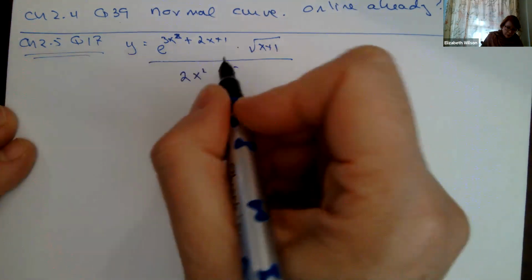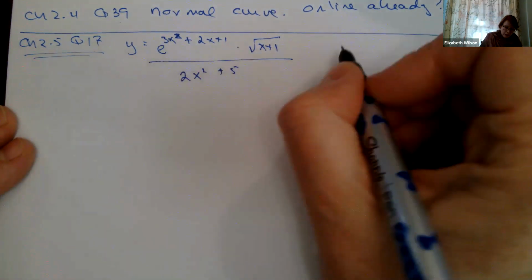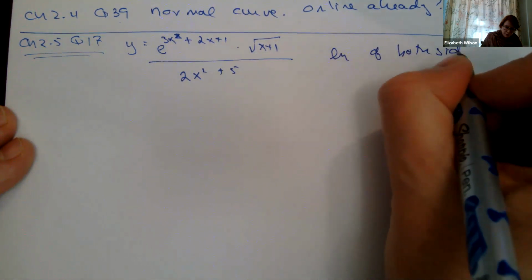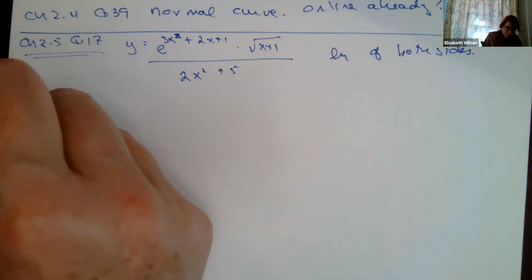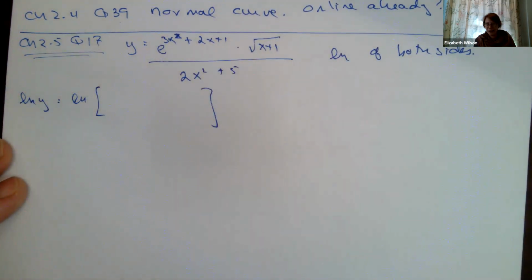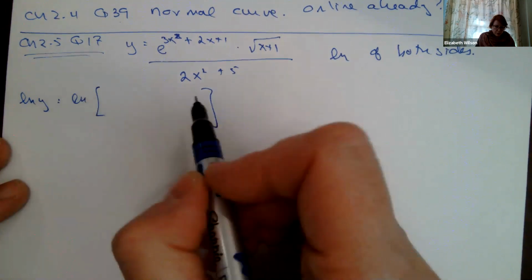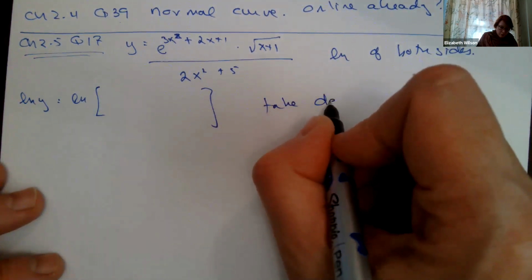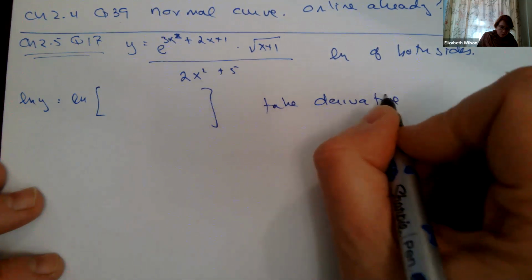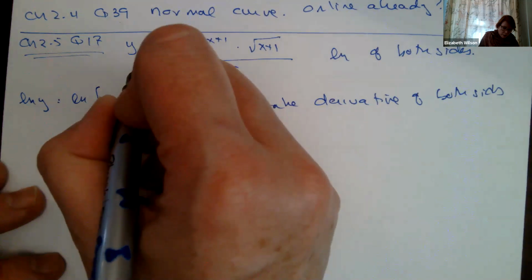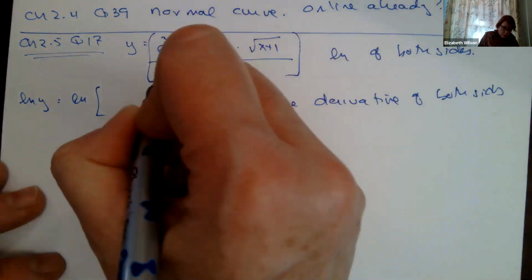Okay. So the first thing I need to do is take the log of both sides. It's going to give me the natural log of y equals the natural log of this whole function right here. I'm not going to write it out just for time's sake. So I've got the natural log of this, and then I'm going to take the derivative of both sides. So this function here is what's going to be in there.